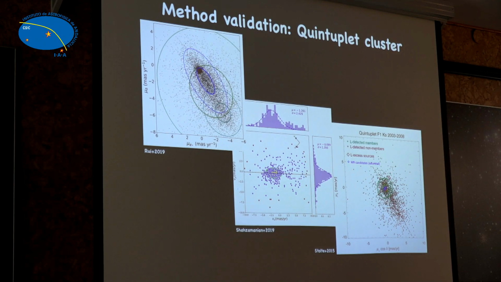The difference is that the velocity dispersion that we obtain for the Quintuplet cluster in our data is unfortunately bigger than the velocity dispersion of other works. This is due to the high uncertainty of the proper motions that we obtain. And why do we obtain high uncertainties for the proper motion?